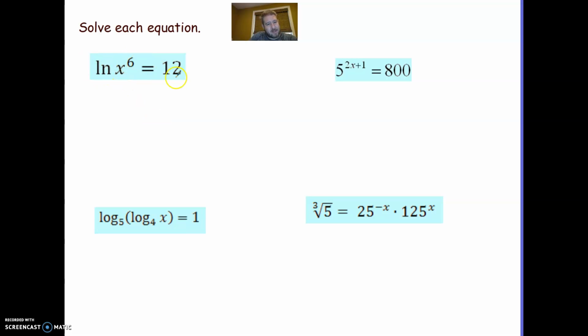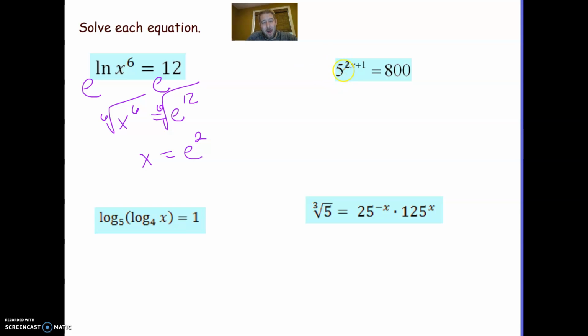So natural log of x to the 6th. In this case, the inverse of natural log would be e to the power of. So that's going to cancel here. So that's going to give me x to the 6th power is equal to e to the 12th. So in this case, if I want to solve for x, I would do the 6th root of both sides. So that's going to give me x is equal to e to the 12 over 6 power. Now 12 over 6 is 2. So it's really e squared is our answer. All right, so that one took quite a bit.